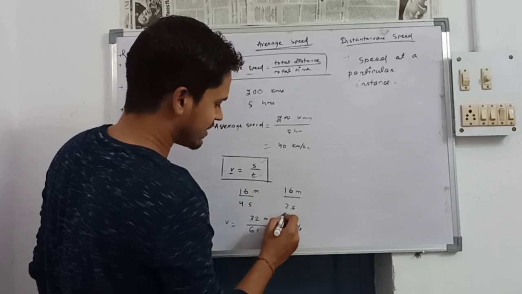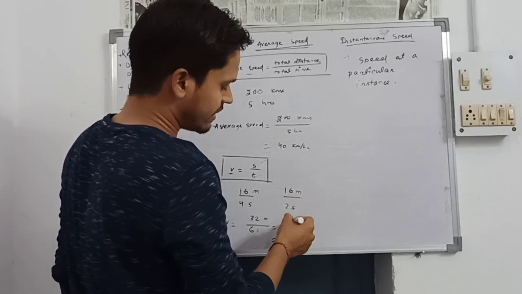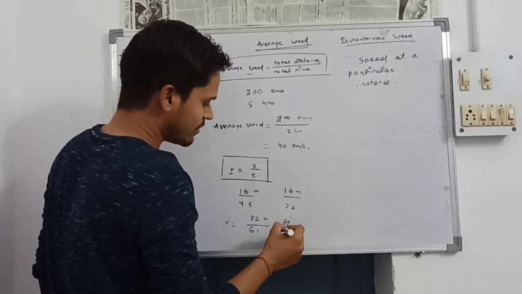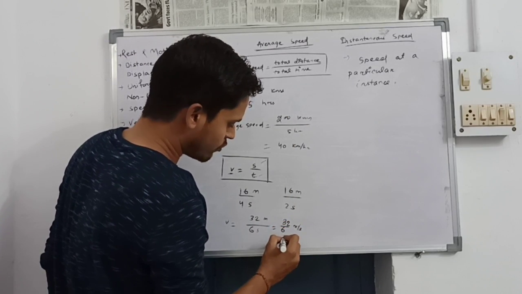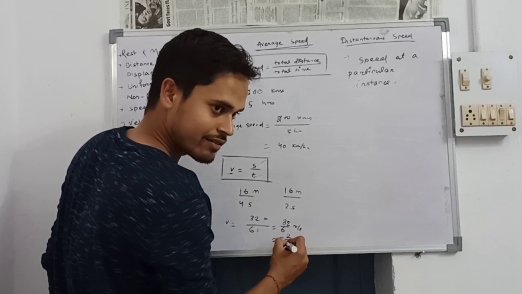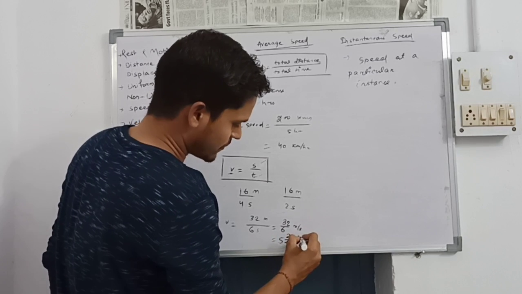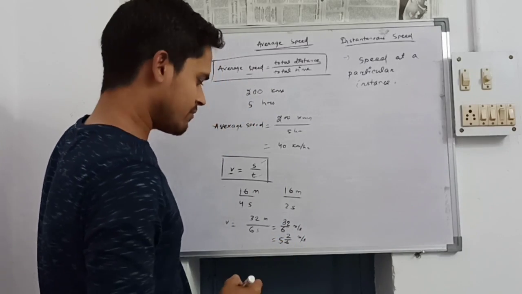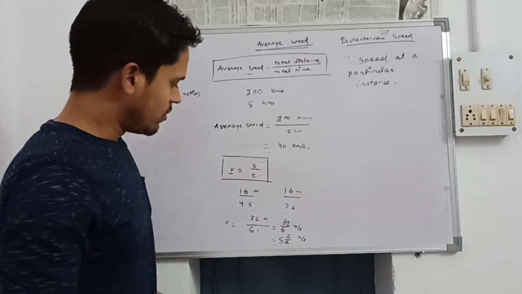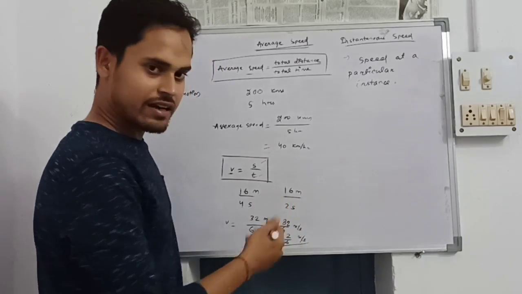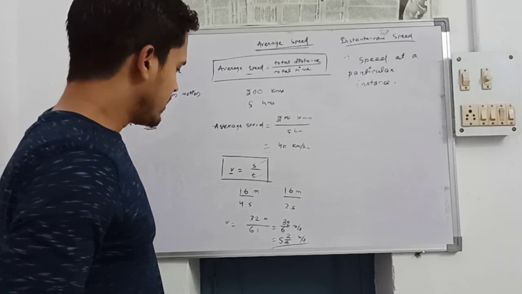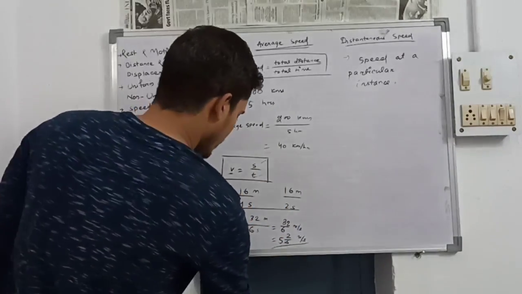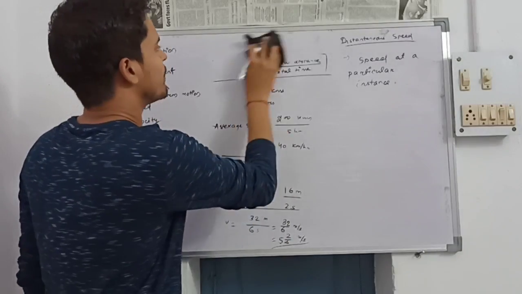And always remember in this type of fraction you would make it a decimal or mixed fraction. 32 by 6 is 5 whole 2 by 6 meters per second, or 16 by 3. So 5 whole 2 by 6 meters per second you can write like that, or you can write the decimal also. So this is the answer. Always remember this type of question can come. So this is about speed.